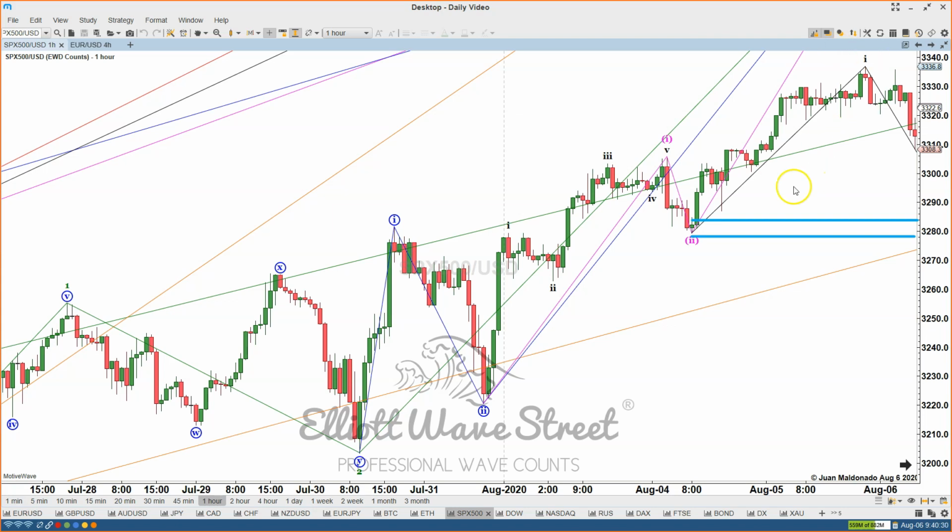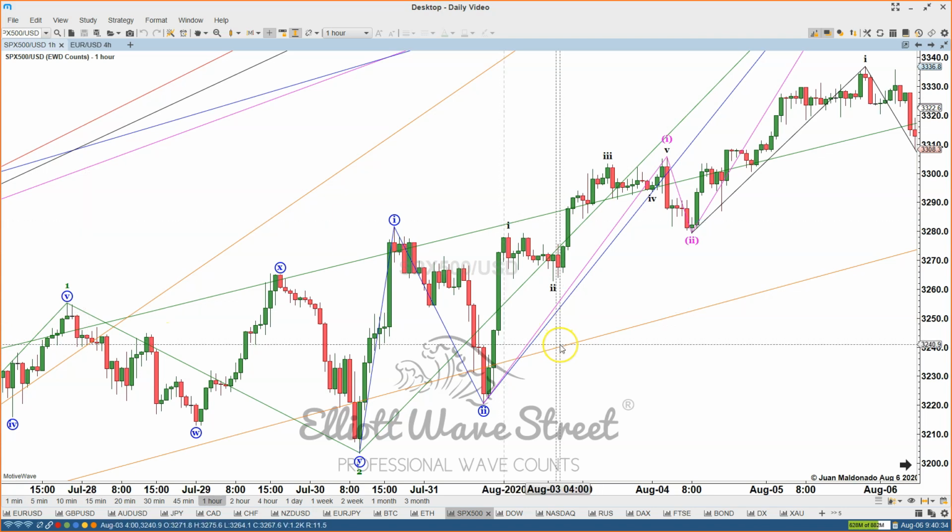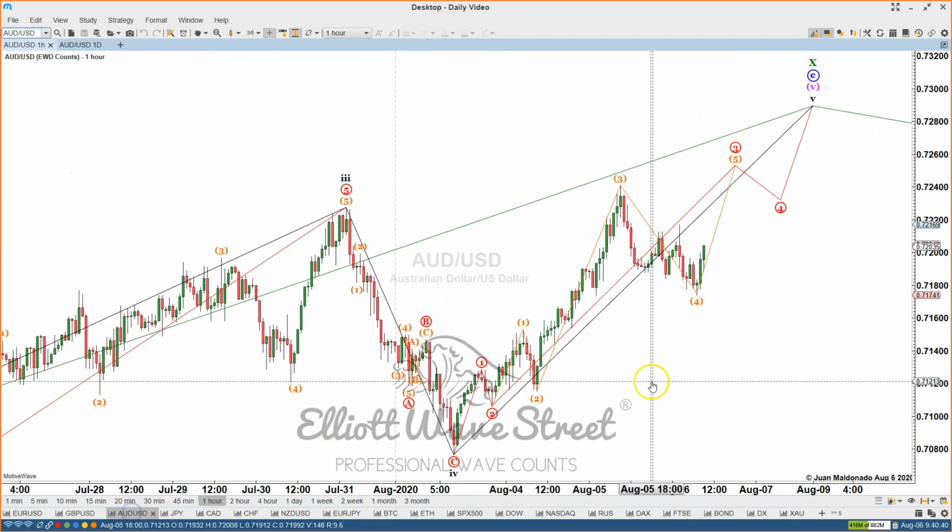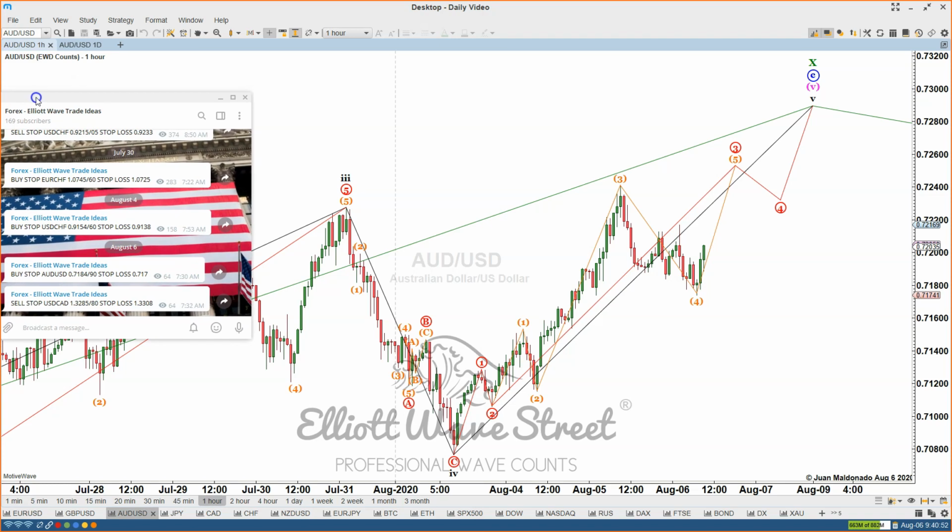Right? And look at this beautiful move. So this thing works fantastic. As you can see, before we go, let's have a look at our live trades. Let's see how they are going. Oh, great. The Aussie is coming higher. I bought the Aussie this morning. Let me show you. Right here.